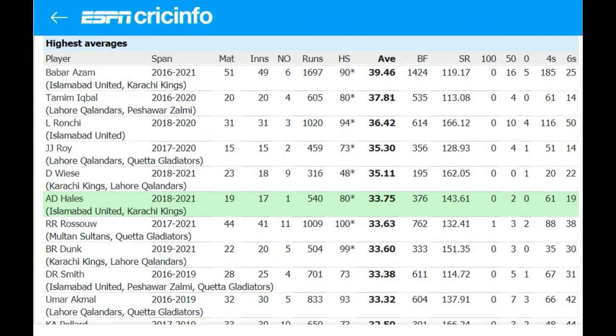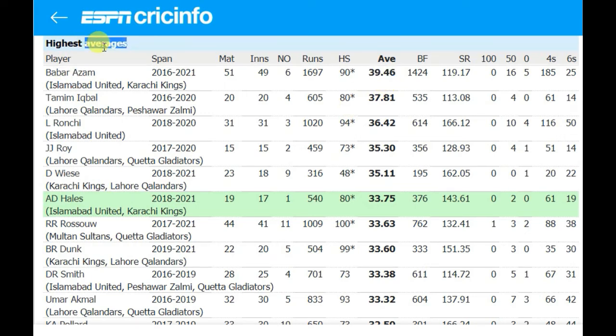You must be following PSL, Pakistan Super League. And if I ask you who is the best player in the Super League, you will say Babar Azam is the best player. And how can you say that? Because you have the data of Babar Azam, and we have mentioned here that the average of Babar Azam is 39.46. Babar Azam is at the top of all the players because of having the highest average.